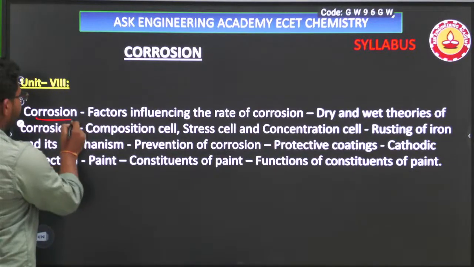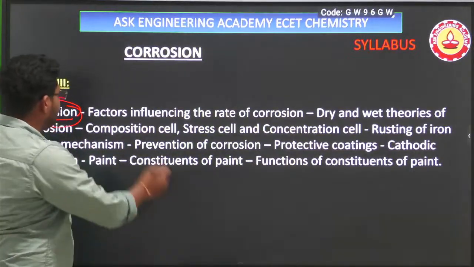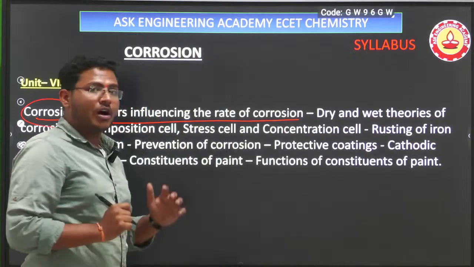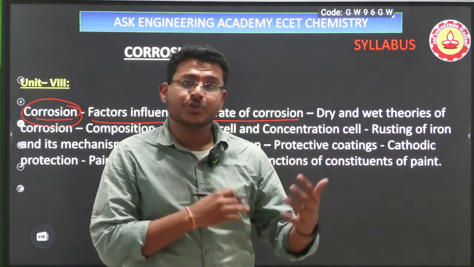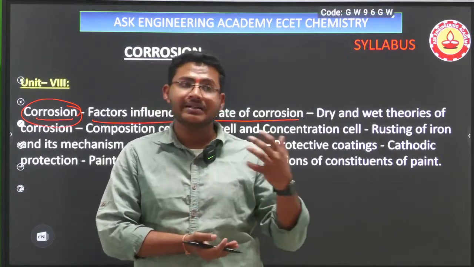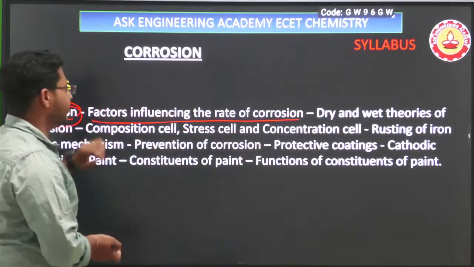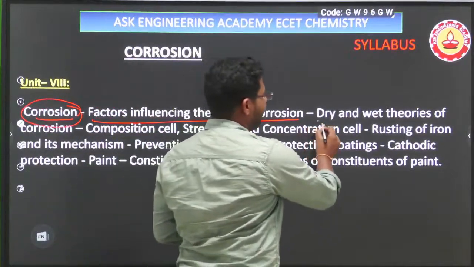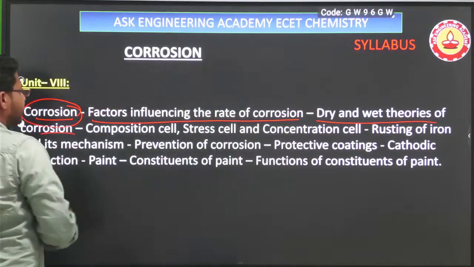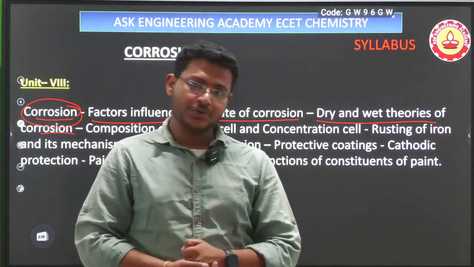First, corrosion. The definition of corrosion will be explained in this topic. Next, factors influencing the rate of corrosion. How the rate of corrosion depends upon certain kinds of factors will be explained. And now, dry and wet theories of corrosion. What is meant by dry theory? What is meant by wet theory of corrosion?